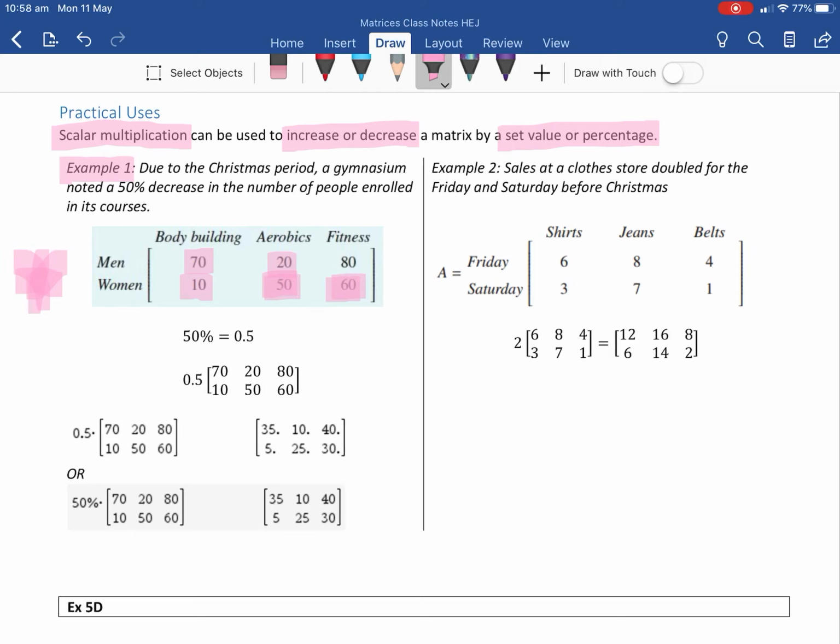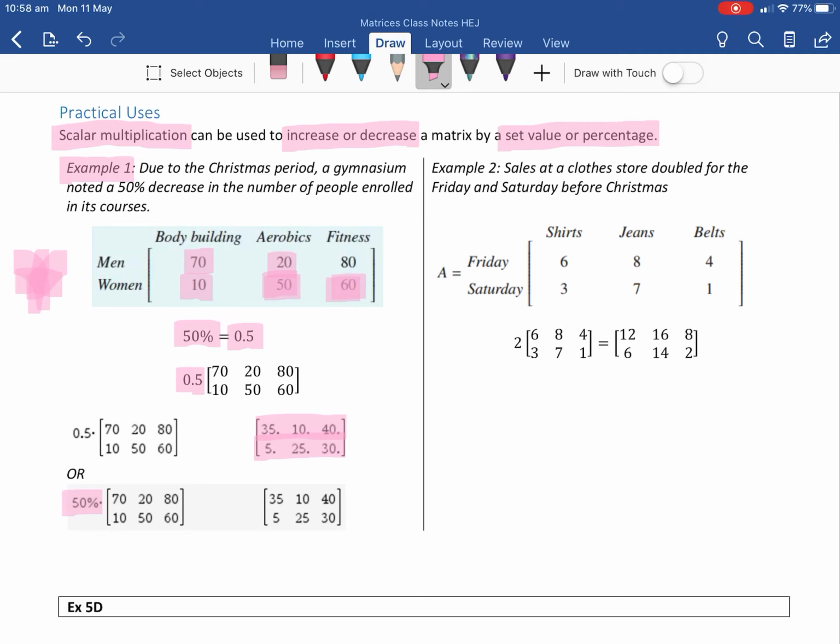So remembering from last lesson how we can read a matrix, but this is saying that we need to decrease it by 50%. Okay, so 50% is equal to 0.5. So we need to put the 0.5 in front of the matrix, and then you need to multiply everything inside by 0.5, which is the equivalent of just halving all the numbers. So you should end up with this one, all those numbers halved. You can also use 50% instead of converting it to a decimal if you like. You'll get the same outcome.